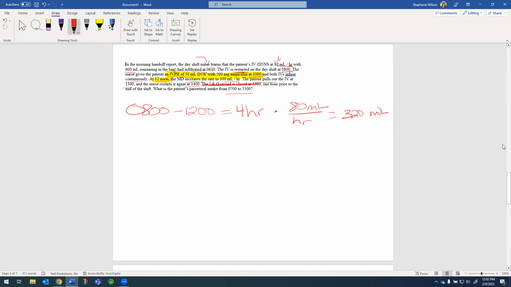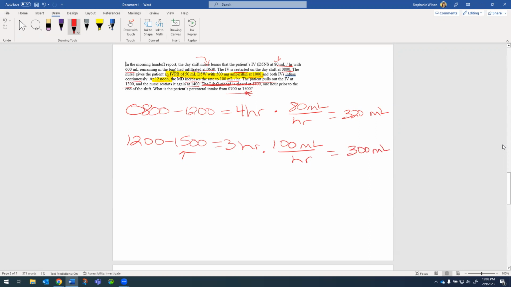Now from noon until the end of the shift, which is 1500, right, it increased the rate to 100 milliliters per hour. And how many hours is that? So you got 1, 2, 3, because 15 is 3 p.m., right? So it's 3 hours. And we're going to multiply it by this. This gives me 300 milliliters.